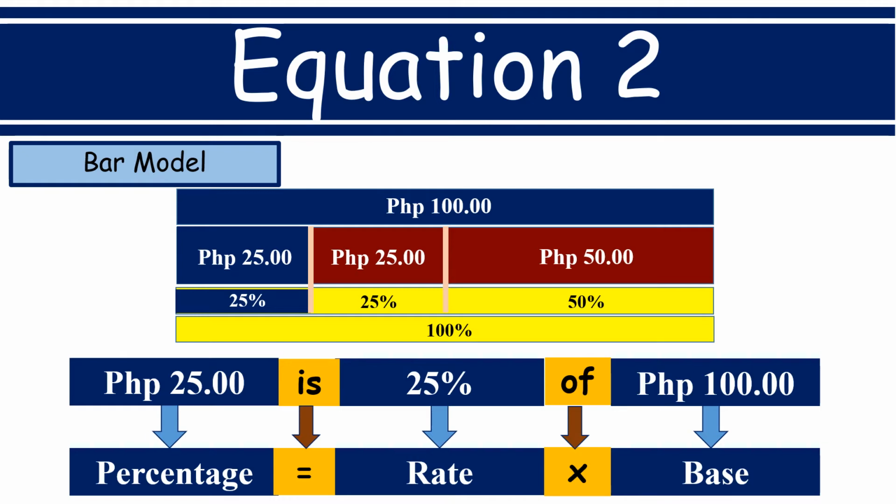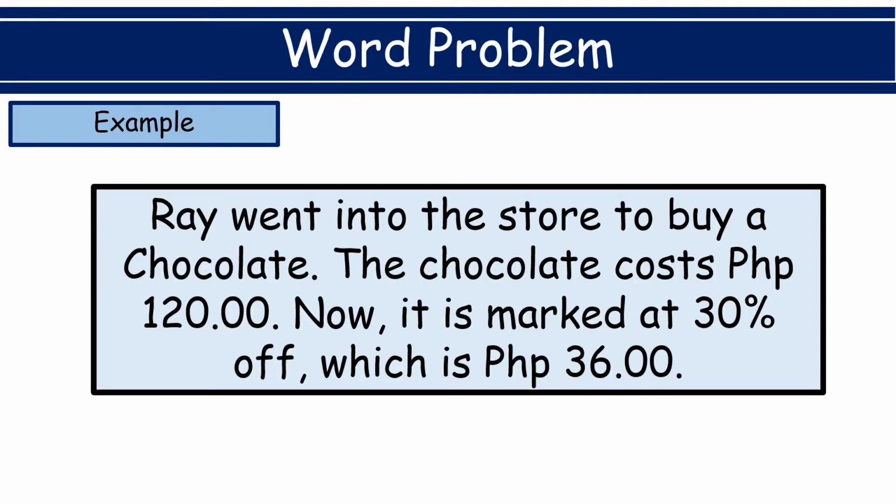While on the second equation, our percentage is 25 pesos, our rate is 25%, and our base is 100 pesos. Therefore, 25 pesos is 25% of 100 pesos, or 25 pesos equals 25% times 100 pesos. You may verify your equation if it is correct by multiplying the rate and base, and that will equal to percentage.